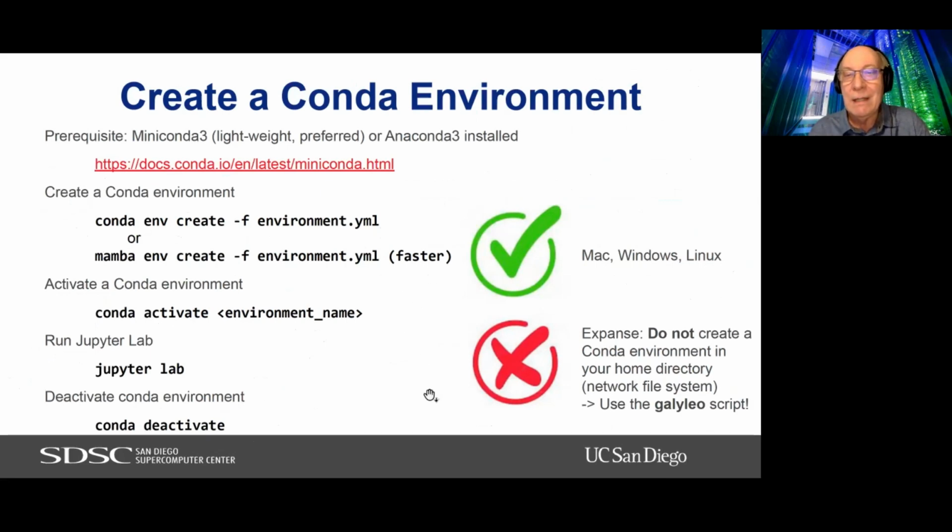time. And the reason is that your home directory is on a network file system. So this will install thousands of files in your home directory, and that will be extremely slow. And fortunately, we have a solution for that. You just use the Galileo script, which will take care of creating your Conda environment automatically. So don't do this actually on Expanse, but rather use a Galileo script.